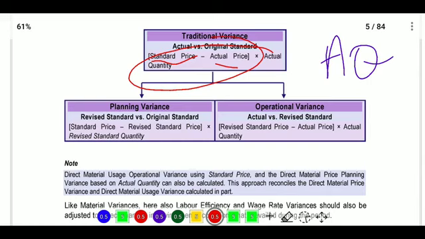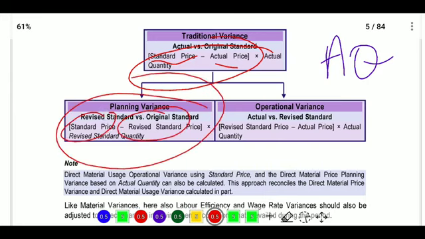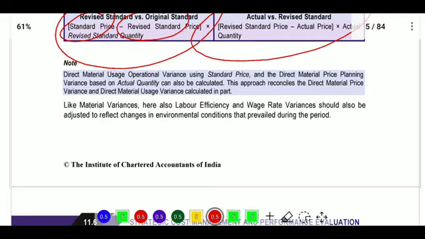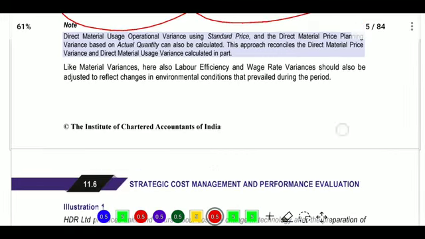Next, after doing the operation we will revise our standard. So now which is the first price? Standard price minus revised standard price into revised standard quantity. Next, operational variance. What is the operational variance? Here revised standard price minus actual price into actual quantity. This is the material usage variance and price variance. Next, direct material usage operational variance using standard price and direct material pricing planning variance, what we have discussed.